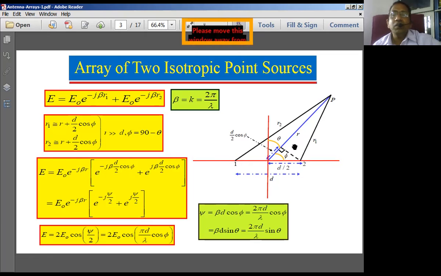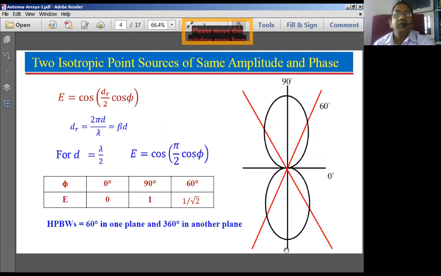And what is the effective resultant phase difference between these two antennas at a point P? We are going to find it out as beta d cos phi, which we discussed in the earlier class. We represented this beta d cos phi in the previous class when we were discussing loop antennas.